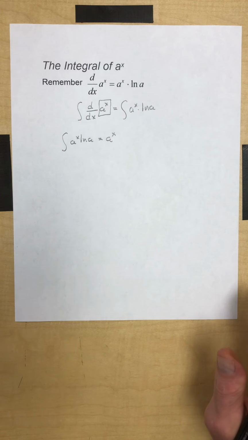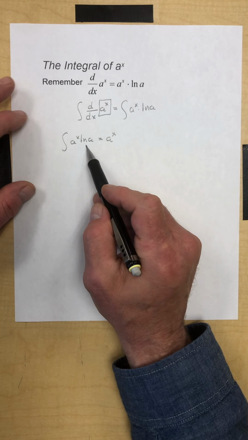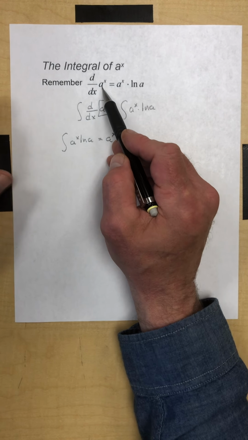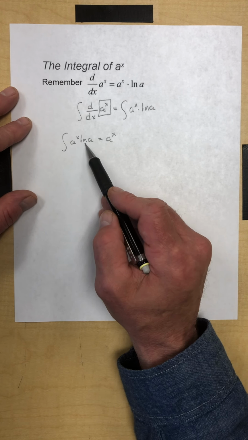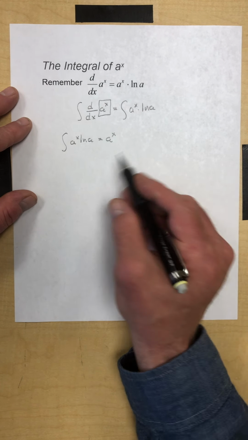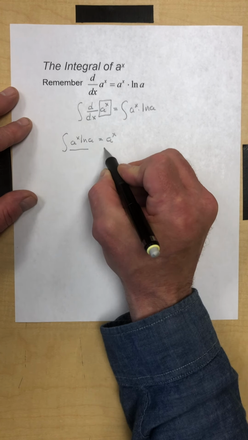Now, the natural log of a is just a constant. Remember, in this exponential, that base is just a constant. So the natural log of a is just a constant, which makes this just a constant multiplier. So why not divide it out on both sides?